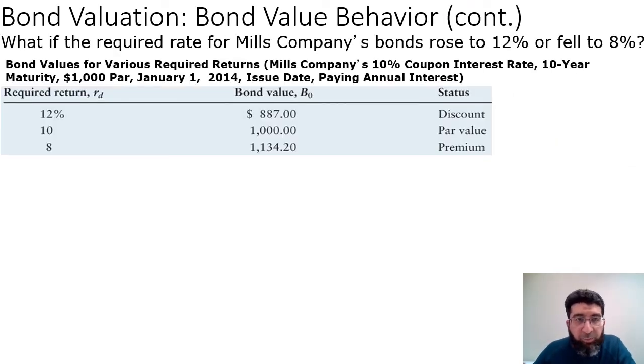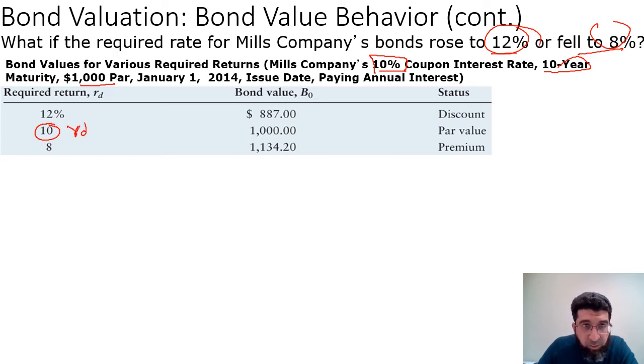So let's look at the bond value behavior. We take the same example where Mills Company bonds rose to 12% or fell to 8%. These are the two scenarios that we have to look at, and the rest of the information is the same. For instance, 10% coupon interest rate, 10 years maturity with a $1,000 bond par value. Now let's look at it. When it's at par, 10%, the required return RD equals the interest rate on the bond. Then the bond price will be $1,000 and it is said that it's traded at par value.